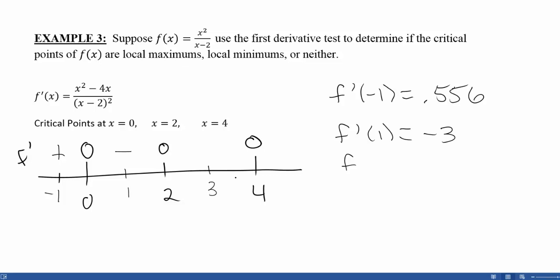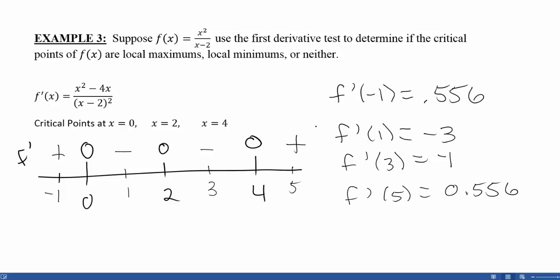I'm going to plug in something between 2 and 4. So between 2 and 4 is 3. So if I plug in a 3, I'm going to get -1. So that's going to be negative. And then finally, I want to plug in something a little bit to the right of 4. So I'm going to plug in 5. So when I plug a 5 into the first derivative, I'm going to get 0.556 again. And again, I'm only concerned with whether it's positive or negative, not how big or small it is. So here I have something positive.